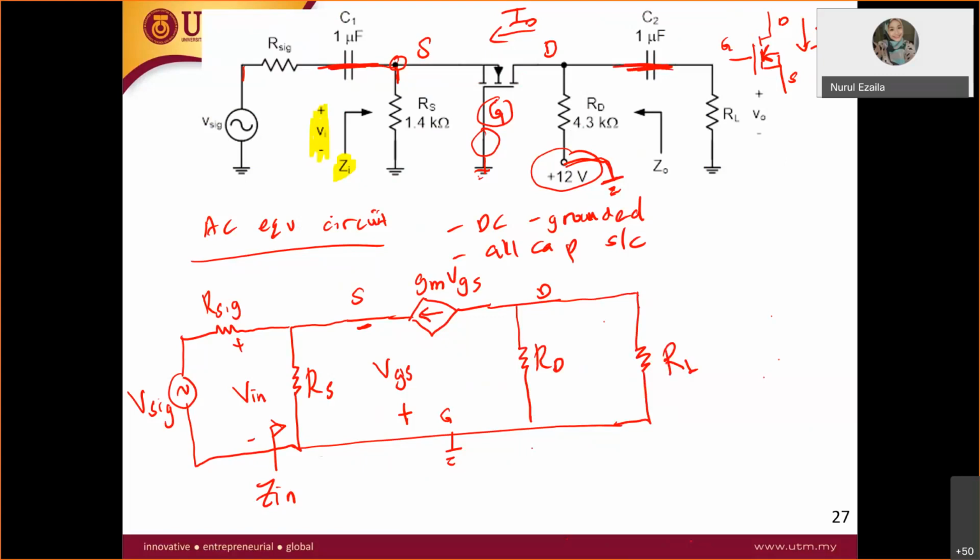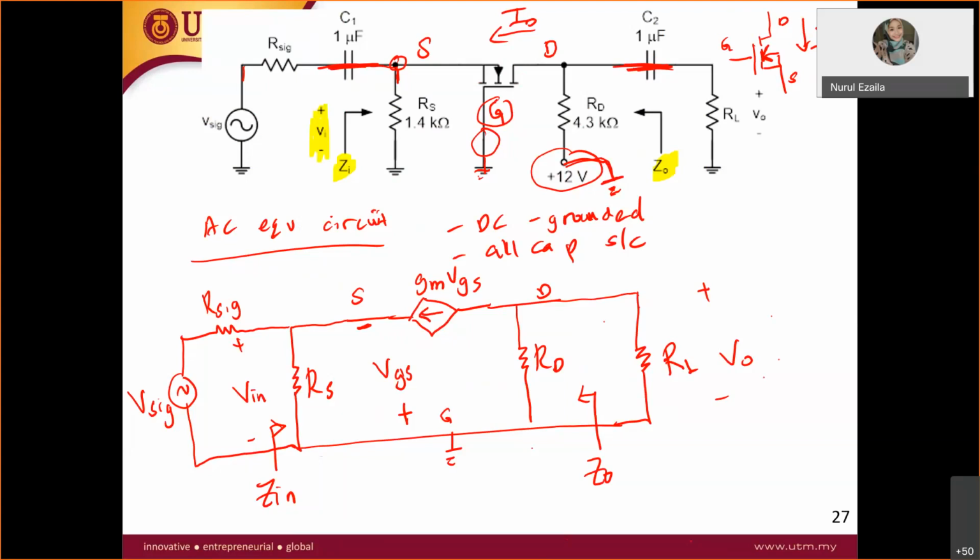Okay, RL. All right. So this is your V out, and do not forget your Z out over here. So this is your Z out. Okay, so this is how you draw, with complete labeling, the AC equivalent circuit for the common gate. Pretty similar to the common base. I hope you are all clear.